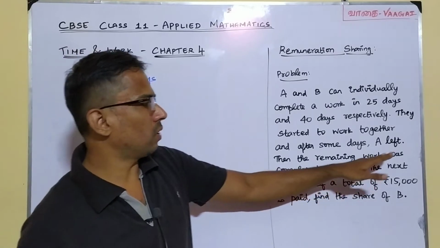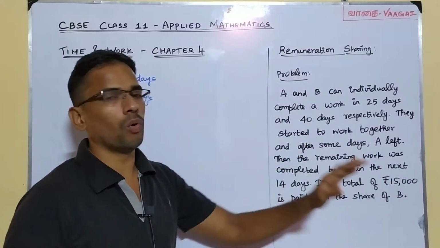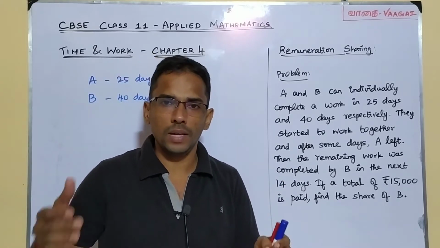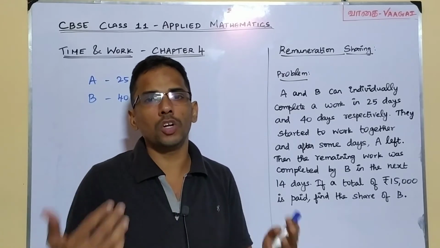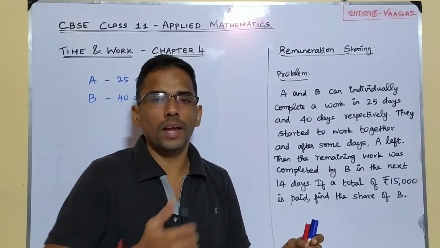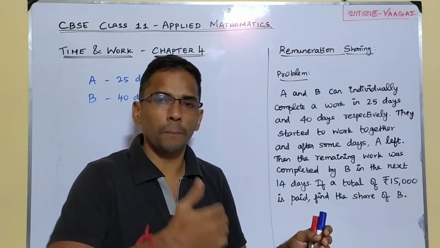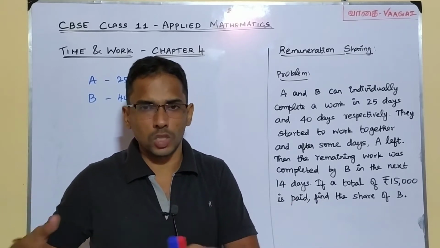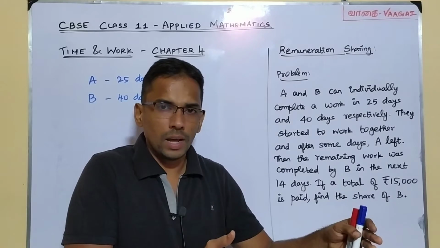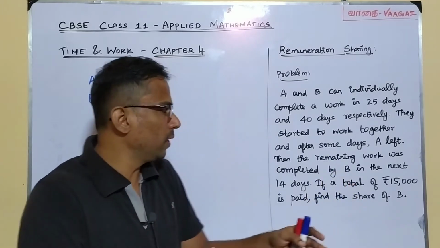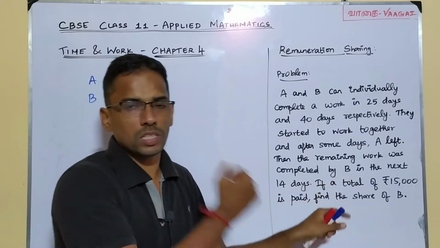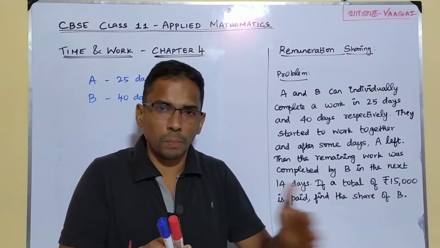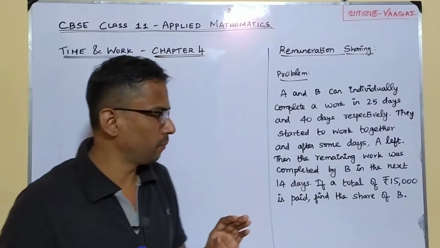Then the remaining part of the work was completed by B in the next 14 days. This is also very important information. In the beginning, A and B are both working, but we are not sure how many days it is. Later A leaves, and now B alone is there. After that beginning part is over, there will be some part of the work left over. That remaining leftover part is completed by B alone in the next 14 days. This is what is given.